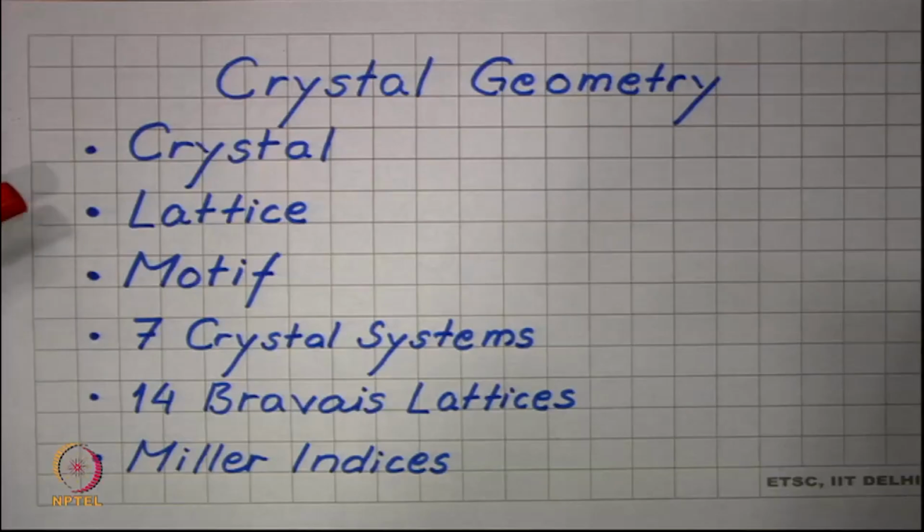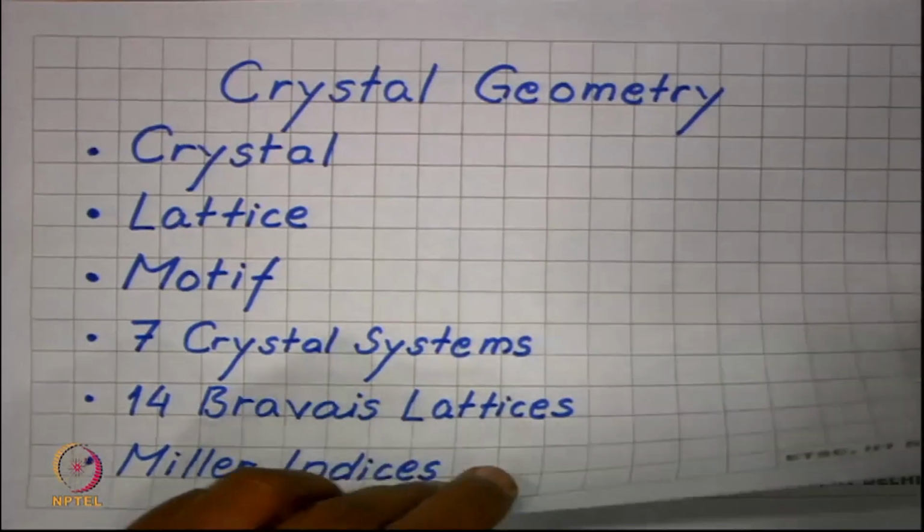Afterwards, we will focus mainly on lattice and see how the lattices can be classified into 7 crystal systems and 14 Bravais lattices. And we will end this section with discussion of Miller indices of directions and planes.